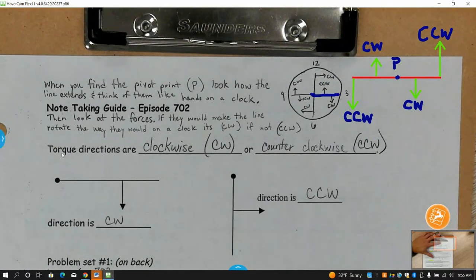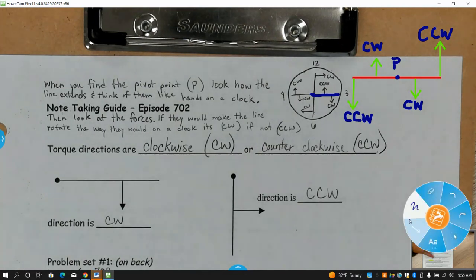All right, so torque directions are clockwise, CW, or counterclockwise, CCW. This right here, if this was our pivot point, it extends to 3 o'clock, pushing it down to 4 to 5. Yep, that's clockwise. Here, this would be going towards the 6 o'clock. If this vector is going to the right, that would be trying to move the 6 o'clock to 5, 4, 3, which is not the correct way that time moves. So this one would be a CCW.